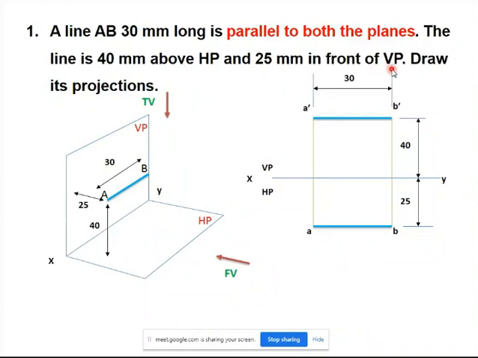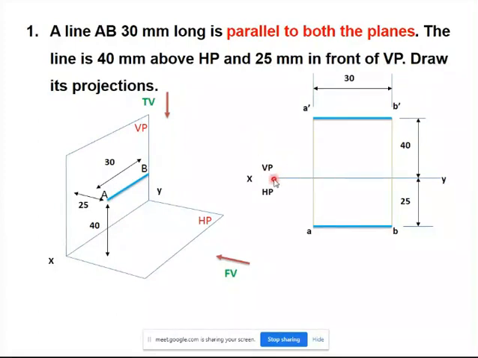So it is like a condition that we have seen in our topic called projection of points. So initially you can create the first initial starting point of the line. The line is 40 mm above HP and 25 mm in front of VP. Then draw its projections. That means we have to create the diagram. So what is our procedure?